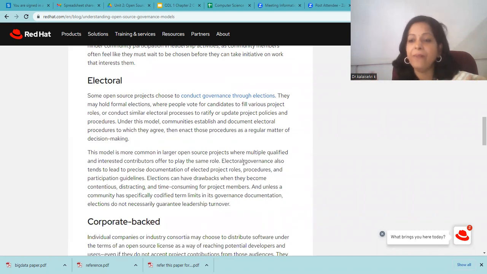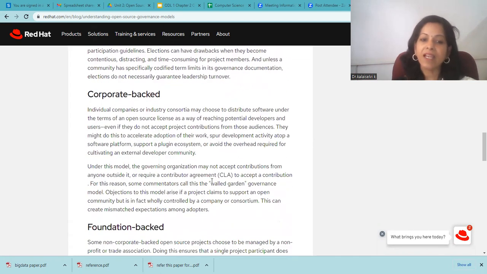Okay, it's for a stipulated time period. This particular project or foundation will be handled by these elected members. So that's the electoral member. And the previous one. Maybe these two are actually interrelated: corporate backed and foundation backed.